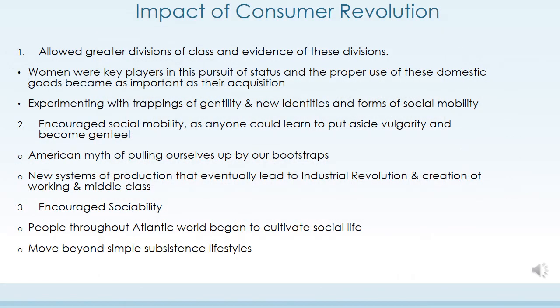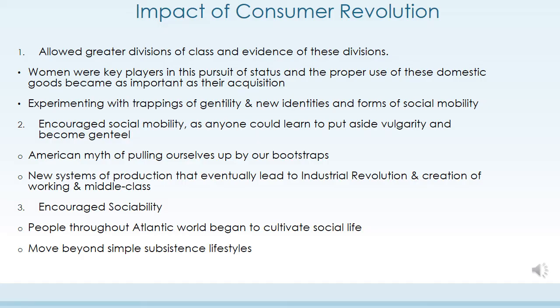The impact of the consumer revolution is that, first of all, it allowed a greater division of class and evidence of these divisions in the colonies, and it lets this newfound and growing middle class as well as the upper class distinguish themselves from the lower classes through the items that they purchase and the way that they live. And over time, they began to associate the lower class with being their inferiors.